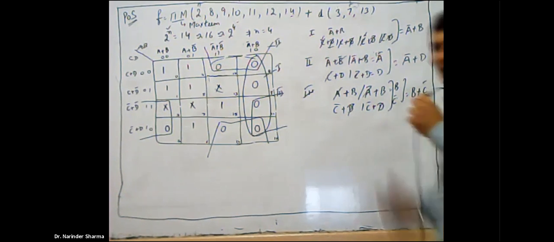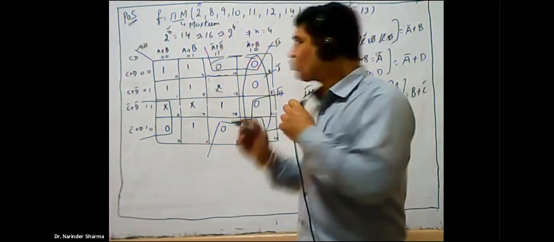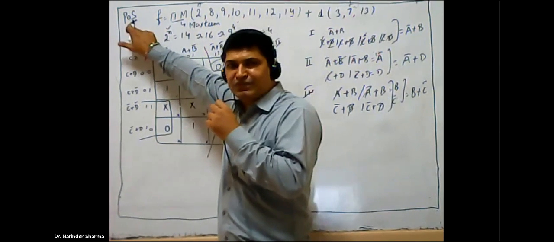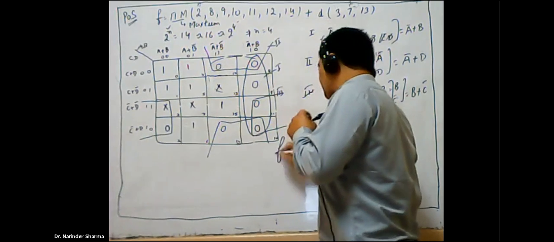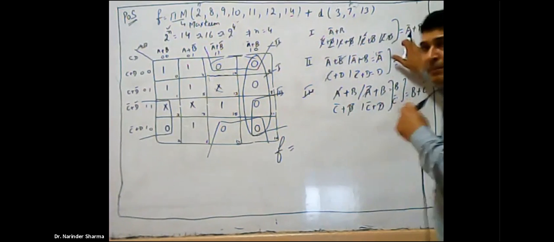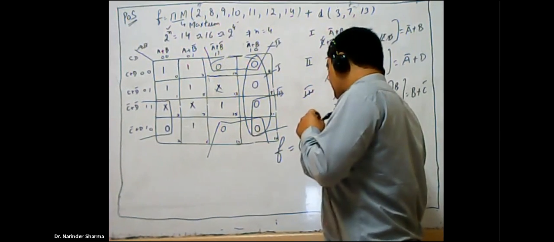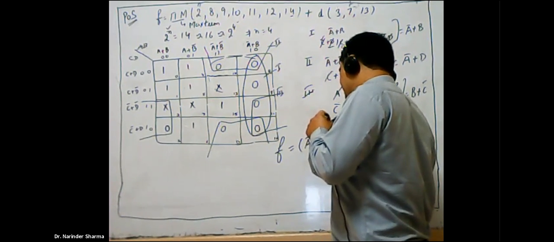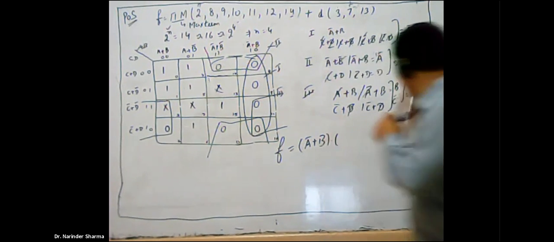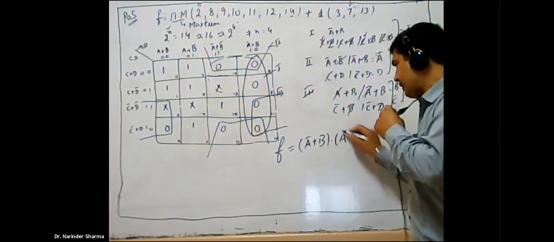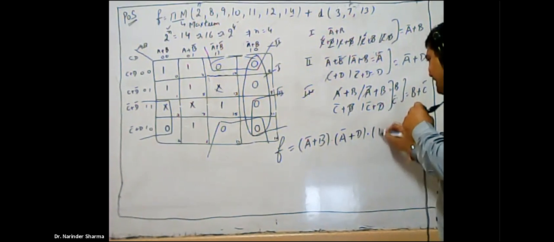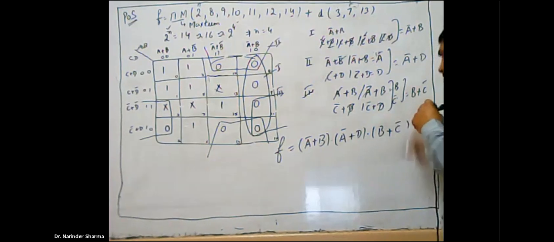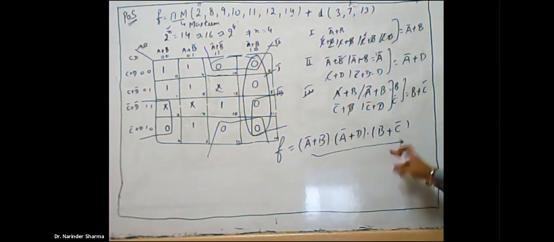Now, how will you write this result? Because this is product of sums, we can write product of sums. This is one sum, A bar plus B in bracket, multiplication sign, next sum A bar plus D, multiplication sign, next sum B plus C bar. In this way, we can write the product of sums.